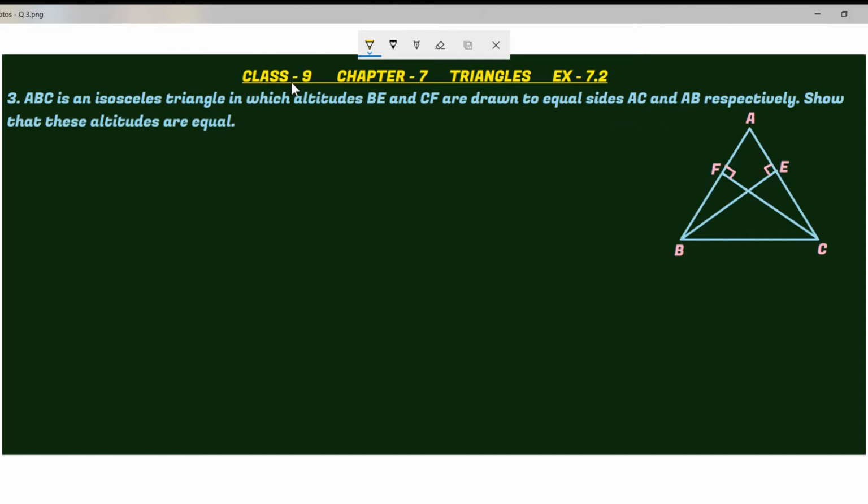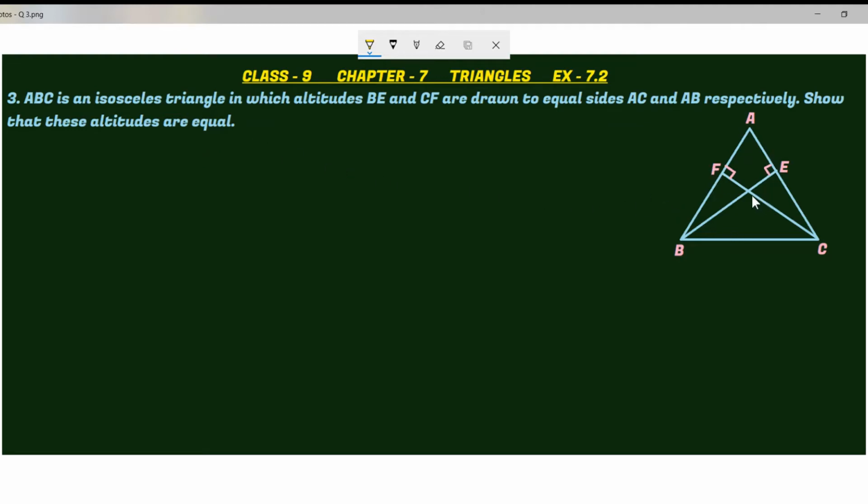Today I am going to teach you class 9 chapter 7 triangles exercise 7.2 question number 3. ABC is an isosceles triangle in which altitudes BE and CF are drawn to equal sides of AC and AB respectively. Show that these altitudes are equal. This is the figure given in the question.